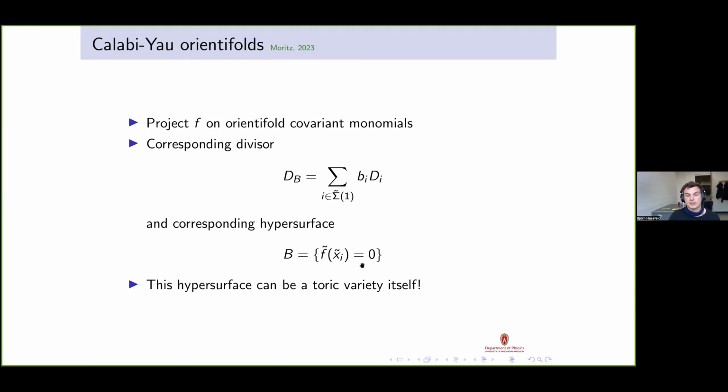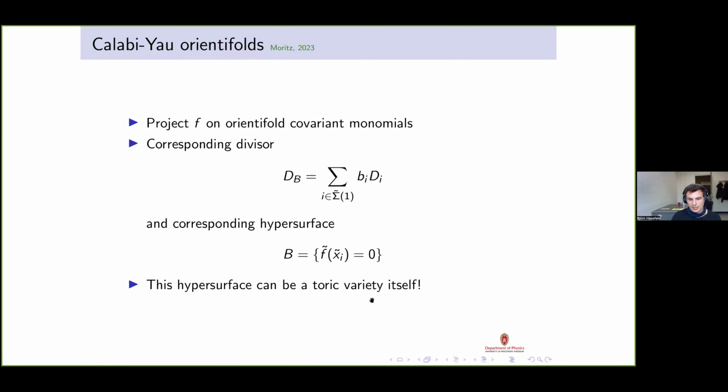In some cases, this hypersurface can be a toric variety itself, because this is no longer Calabi-Yau. So the theorem that toric varieties can never be Calabi-Yau doesn't apply here because it's not a Calabi-Yau. Calabi-Yau orientifolds can be represented as toric varieties themselves, sometimes. In general, they are not, but sometimes they can be.